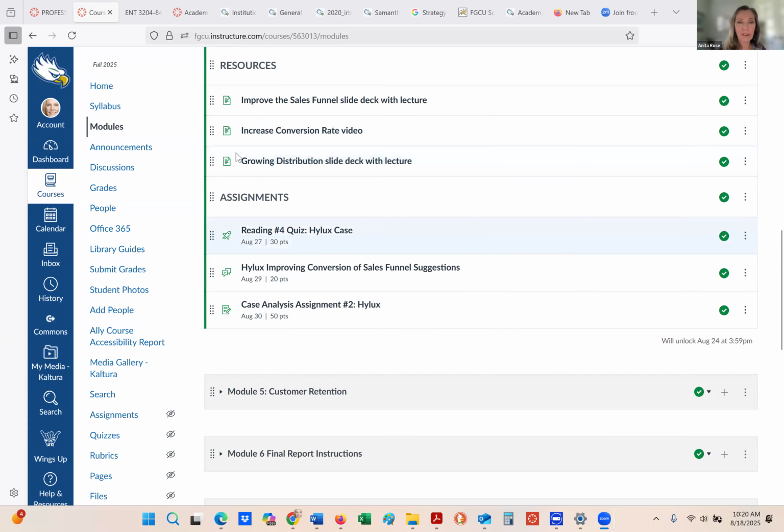Then for our assignments, we have the reading quiz that we have with all the case studies. And then we have your suggestions for thoughts to increase the conversion rate as well as the sales funnel for our discussion post. So please, just a brief post, but make it condensed, and also include specific information as to how and why you believe the areas that Hilux can improve their conversion and increase the sales of their sales funnel.